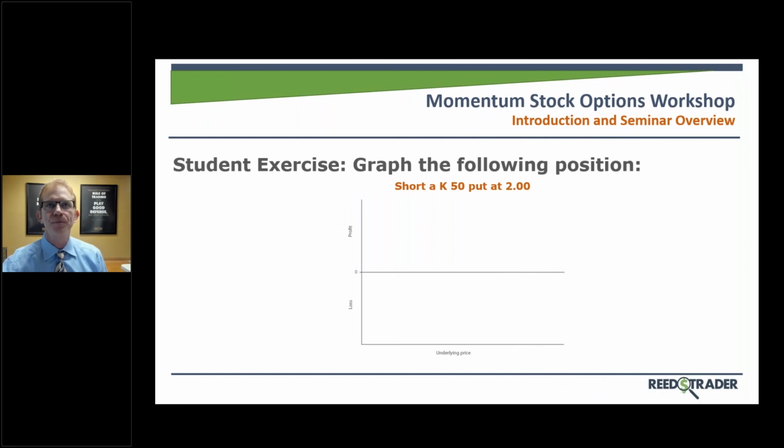Okay, I'm back. All right, see how you did here. So we have the vertical line at $50. Above $50, we keep the $2 credit that we collected. Our break even is the strike price minus the credit, so $48, and then below $48, we lose an unlimited amount of money down to zero.